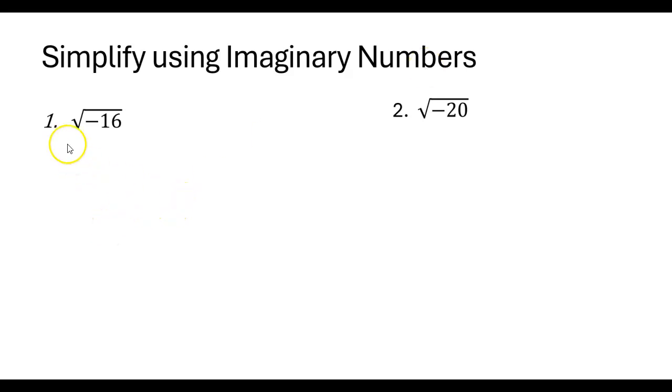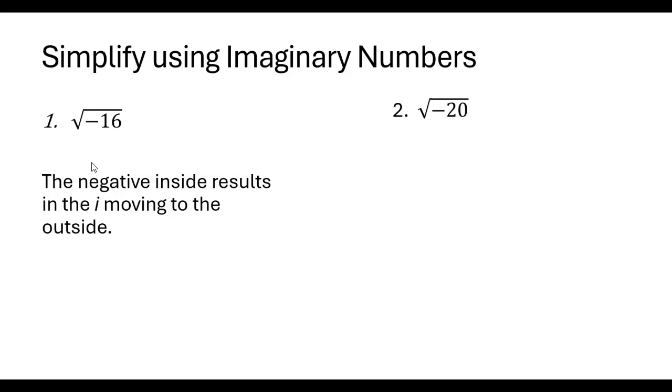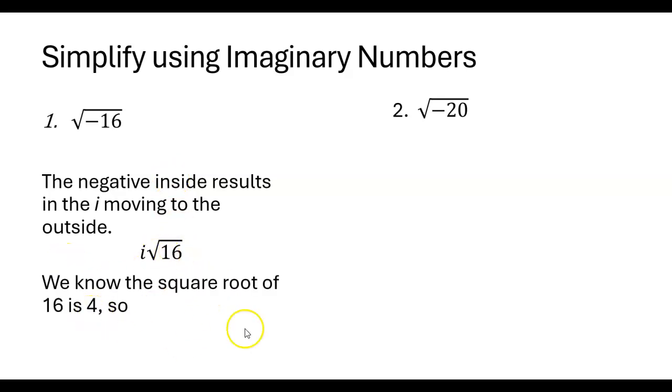So first things first. Number one, square root of -16. When you see a negative sign inside the square root, always start by moving the i to the outside. So that gives me i square root of 16. We remove the negative by making it imaginary on the outside. Now we know the square root of 16 is 4, and therefore the square root of -16, which is the same as i square root of 16, is the same as 4i. So the i comes out, and then you just simplify the square root.